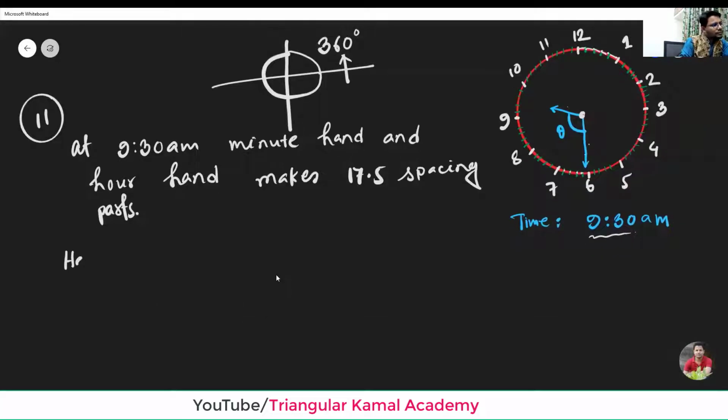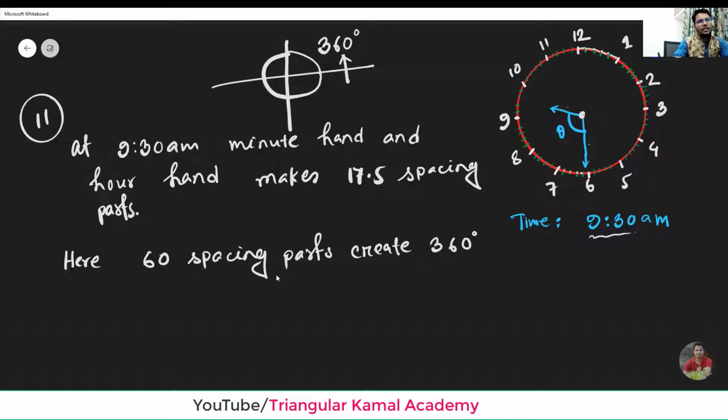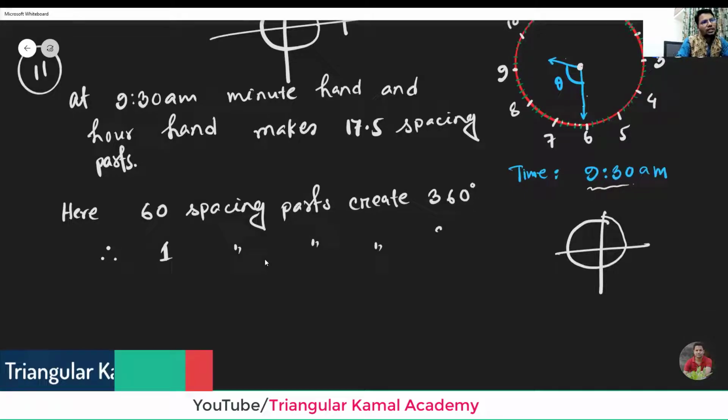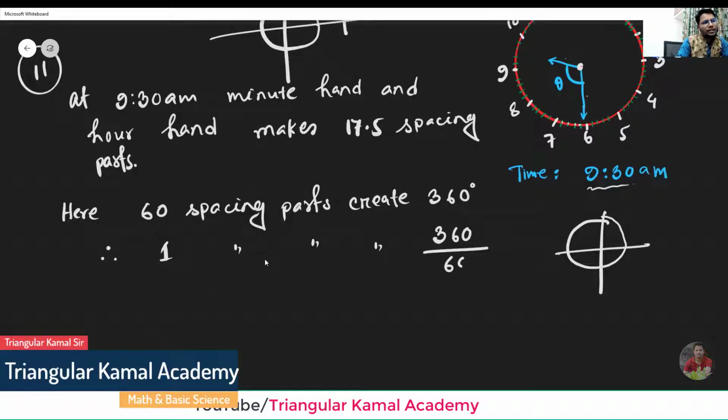Here, 60 spacing parts create 360 degrees. That means in 60 minutes, a minute hand covers 360 degrees. That means 60 minutes means 60 spacing parts. Each part is considered as 1 minute. So 60 spacing parts complete the whole rotation of a circular path. That means 60 spacing parts cover or create 360 degrees. So now, one spacing part creates 360 divided by 60 degrees.